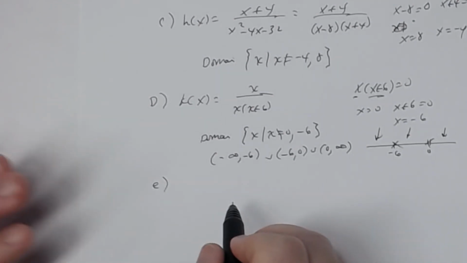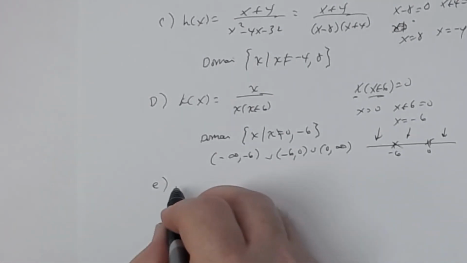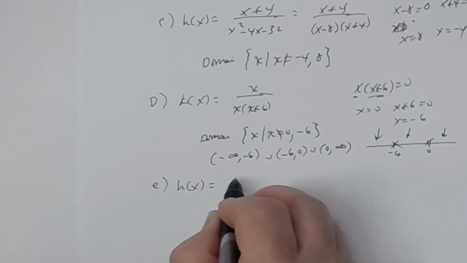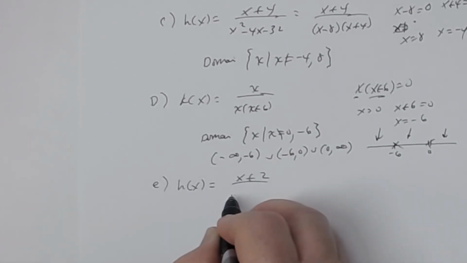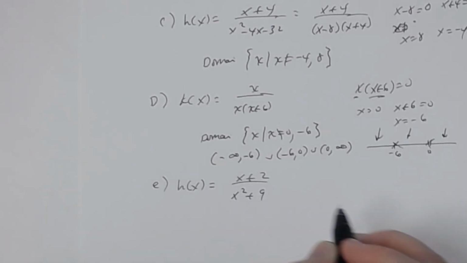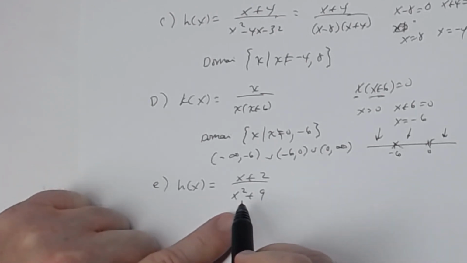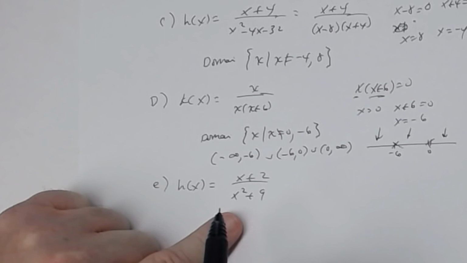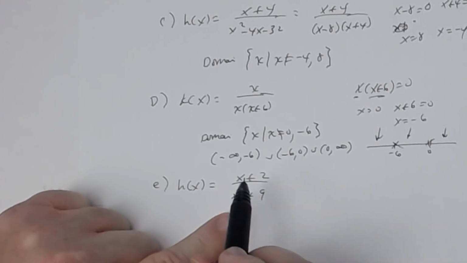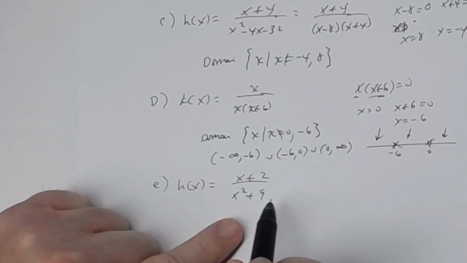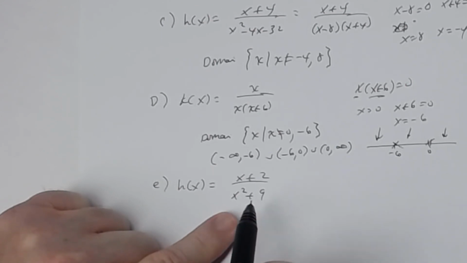And then finally, let's look at E. So E, we have h of x is equal to x plus 2 divided by x squared plus 9. Now, if you look at the denominator, again, it doesn't matter what happens in the numerator when finding the domain, right? It does not matter. It's the denominator. You don't want the denominator to be 0. But if you look at x squared plus 9, notice x squared plus 9 cannot be factored, right?